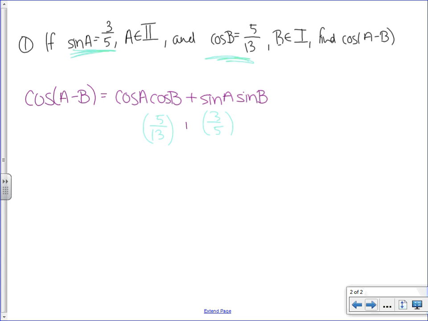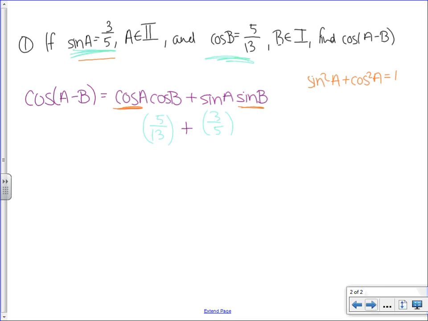This plus sign is just a plus sign, but I still need to plug in for the cosine of A and the sine of B. Well, how am I going to figure those out? The other identities that we've been using. Alright, I know that sine A is equal to 3/5. I also know that sine squared A plus cosine squared A is equal to 1. Alright, that's like our basic Pythagorean identity.